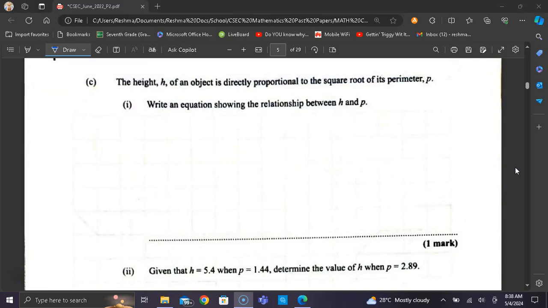Hi guys, so welcome back to my series where I take a look at questions that do not usually come for CSEC Math in paper 2. So this question is from June 2022, question 2 part C, which is on variation.